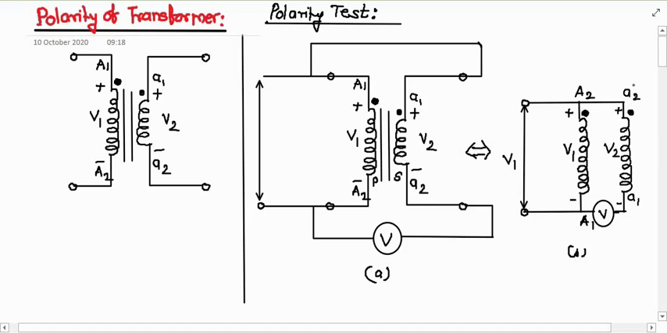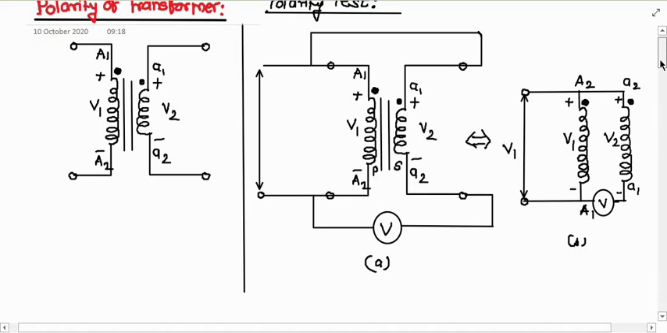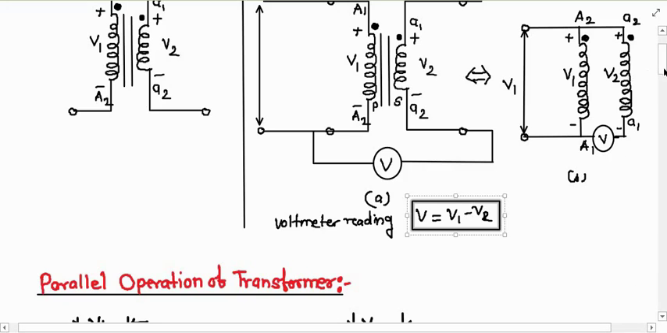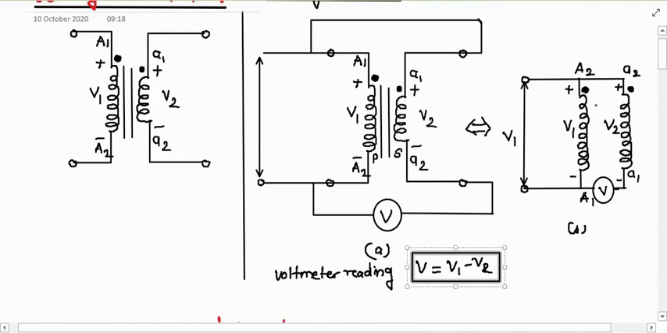If the polarity of the windings are as shown in figure B, then the voltmeter reading, I will write here, V equals V1 minus V2. Why is it like this? Because here two windings are connected in series like this. So if we apply Kirchhoff's voltage law to this loop, this voltage, if I take it as negative, minus V2, it will become plus V2, V1.